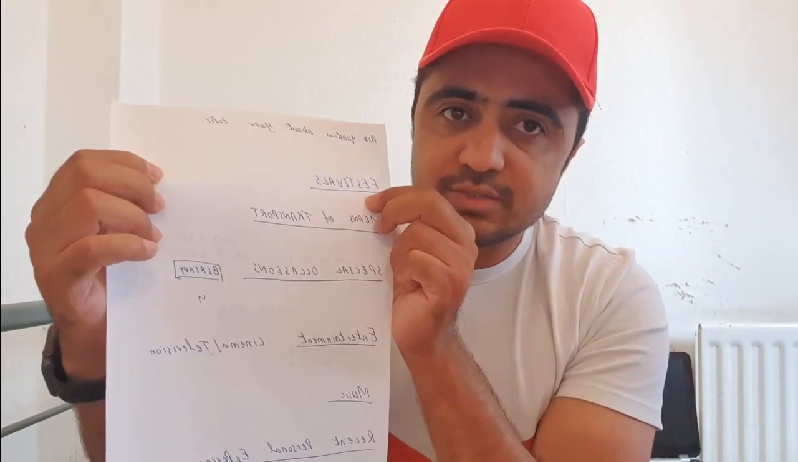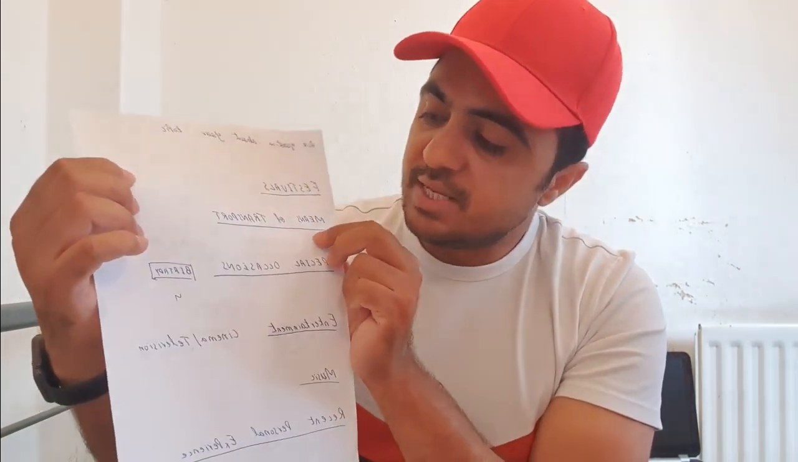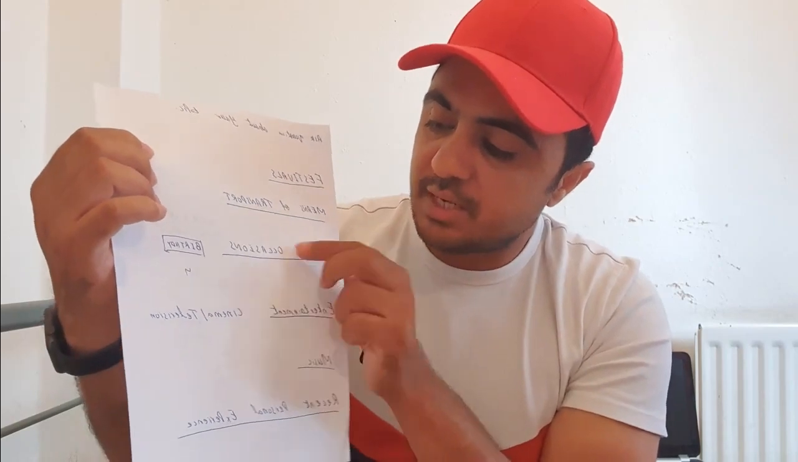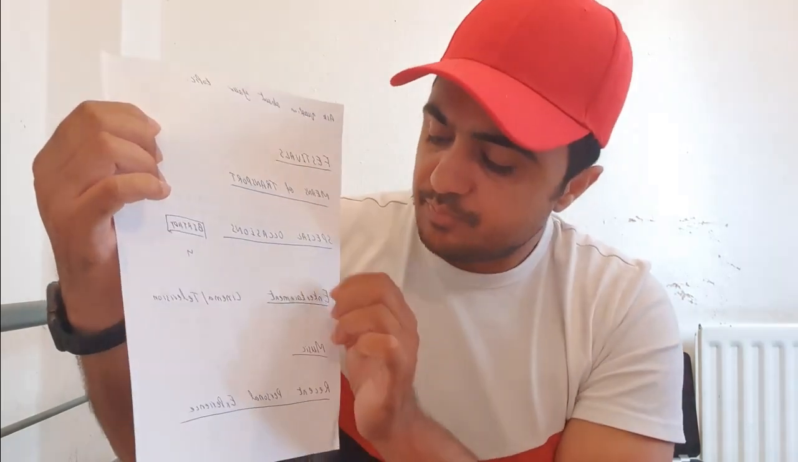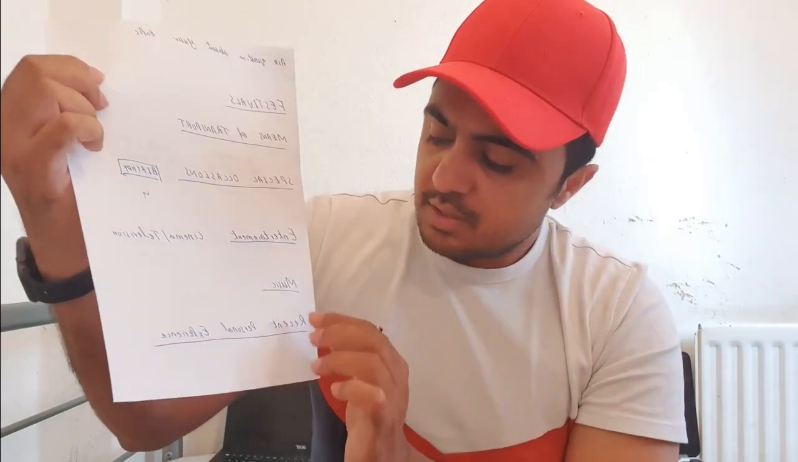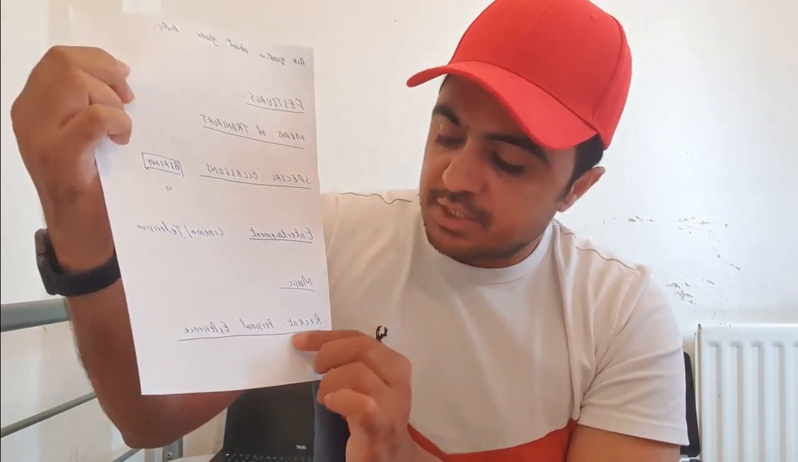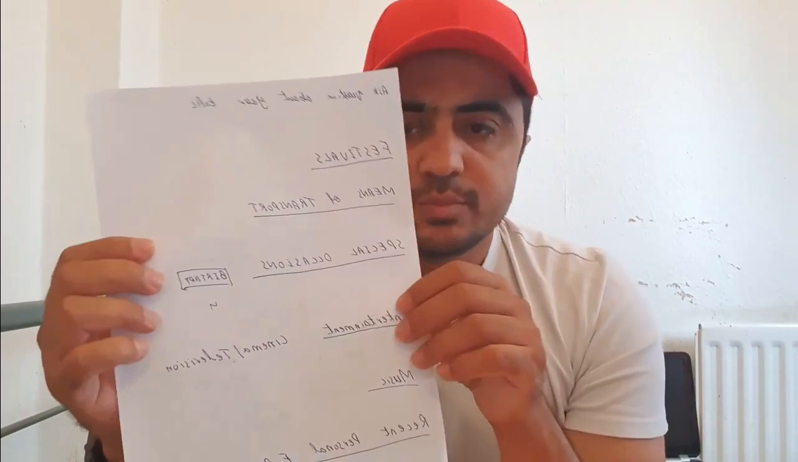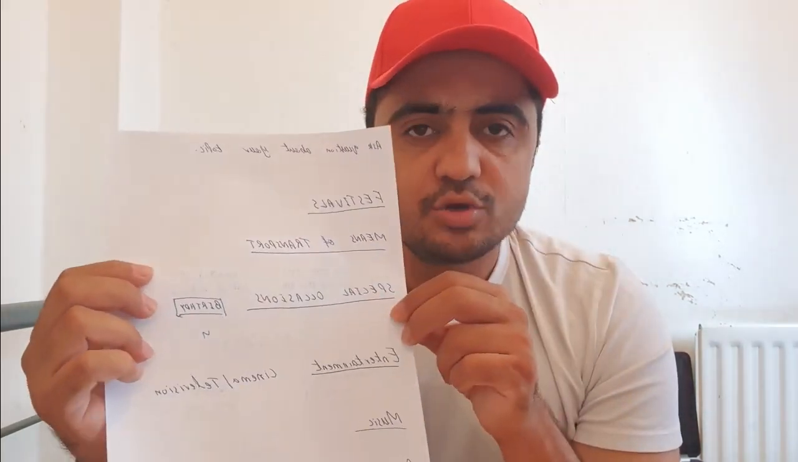So the first one is festival, then means of transport, special occasions, like birthdays, then entertainment like cinema, television, music, and recent personal experience. The examiner is gonna choose two topics, then he's gonna discuss them with you. Trust me, it's very easy.